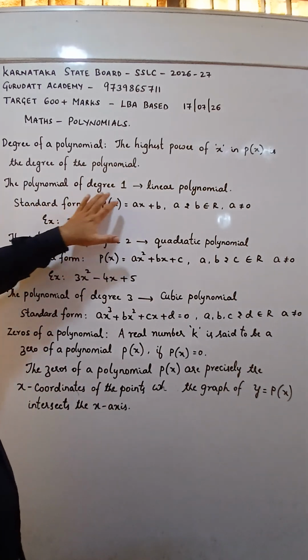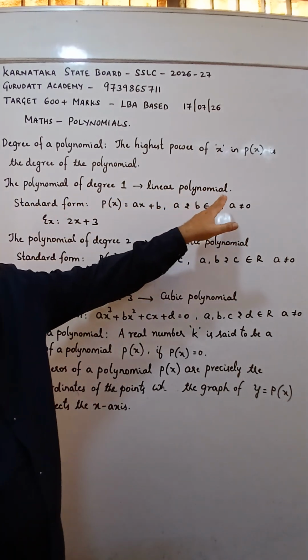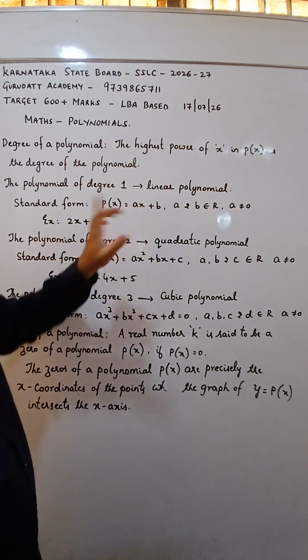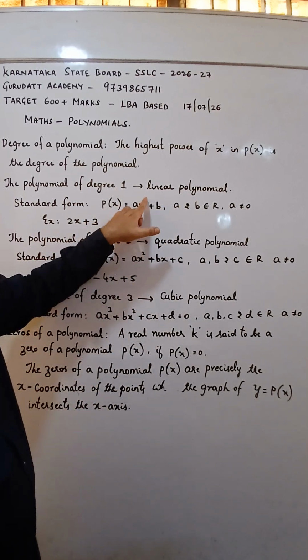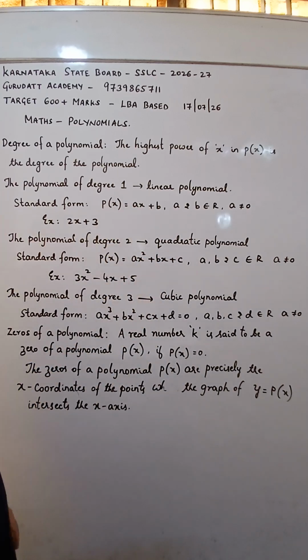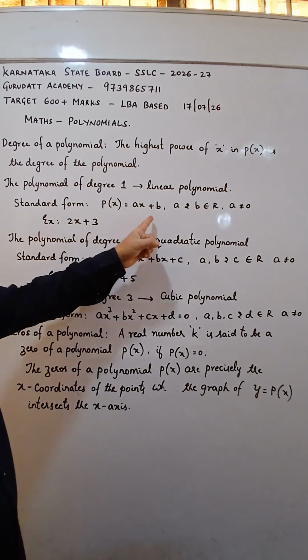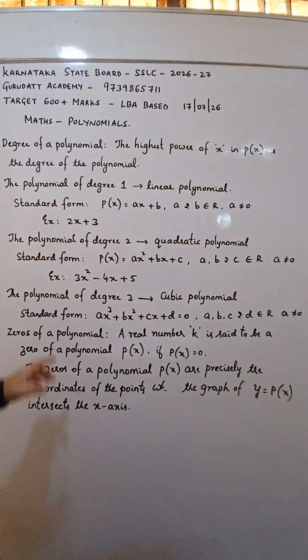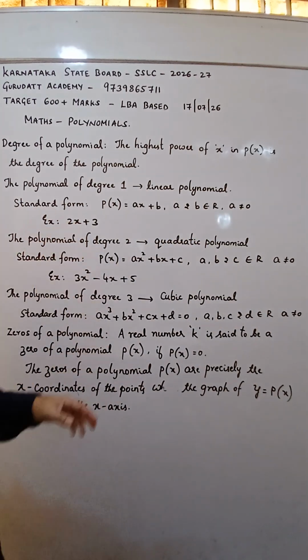Okay, so polynomial of degree 1 is called a linear polynomial. So what is the degree? The highest power of the variable. Here if you don't have anything, we consider it as 1. So P of x is equal to ax plus b is called the standard form of linear equation, where a and b belong to real numbers and a should not be equal to 0. And one example is 2x plus 3.